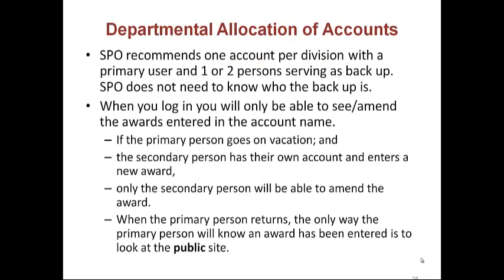How do we allocate our accounts? Well, SPO recommends one account per division with a primary user and one or two persons serving as backup. The SPO doesn't need to know who the backups are. We just need the SPO 40 for the primary user and the division.